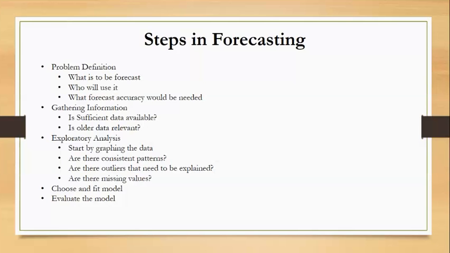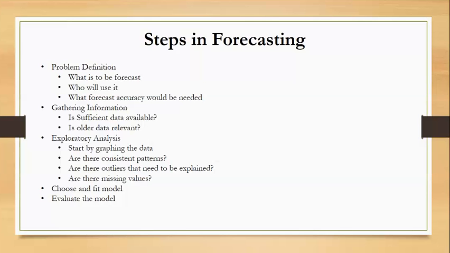Say forecast for next time period would need to be more accurate than forecasting for a duration which is very much into the future. Some industries may require a higher forecast accuracy than others. So these are some points which you need to keep in mind while defining your problem. Next, gathering information. You need to gather data. First thing, do we have sufficient data available is your first question.